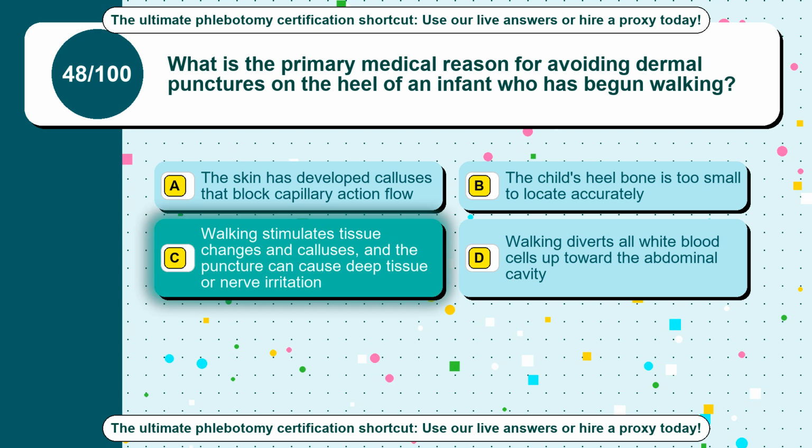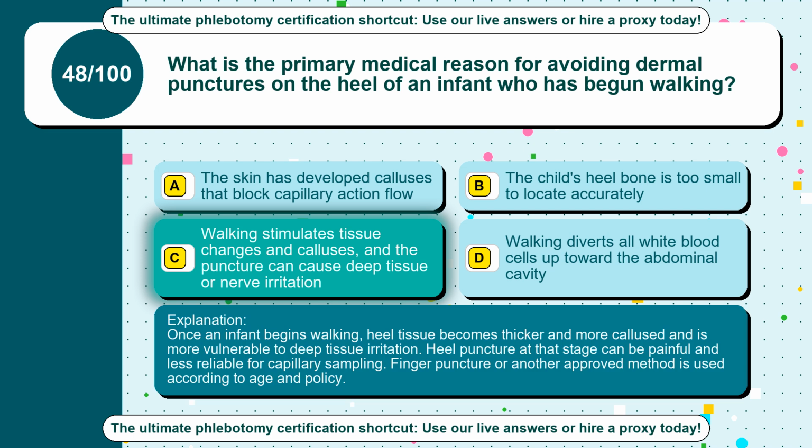The correct answer is option C. Walking stimulates tissue changes and calluses, and the puncture can cause deep tissue or nerve irritation. Once an infant begins walking, heel tissue becomes thicker and more calloused and is more vulnerable to deep tissue irritation. Heel puncture at that stage can be painful and less reliable for capillary sampling. Finger puncture or another approved method is used according to age and policy.